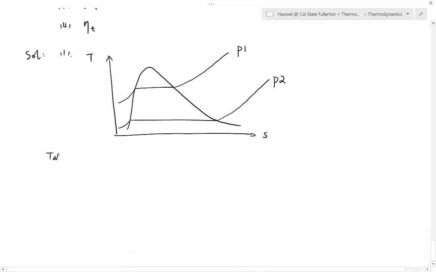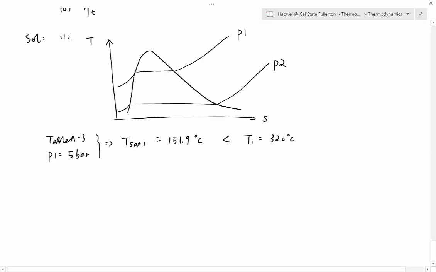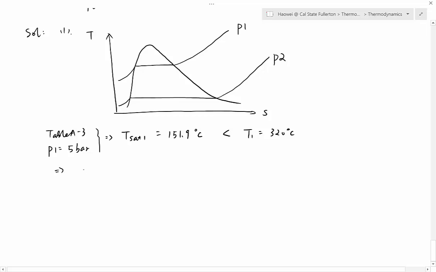So let's go to table A3. We start from pressure P1, which is 5 bar. And from the table, we look for the corresponding saturated temperature. We call it Tsat1. And the solution is 151.9 from the table. Unit is Celsius. And our actual temperature T1 is 320 Celsius, which is even higher than the saturated temperature. So the conclusion is point 1 must be superheated.